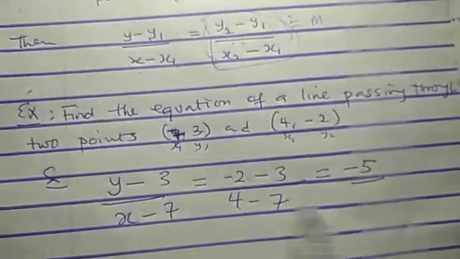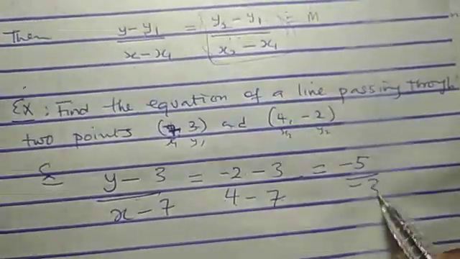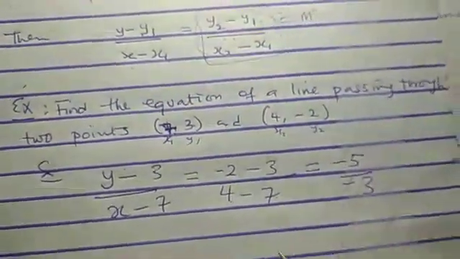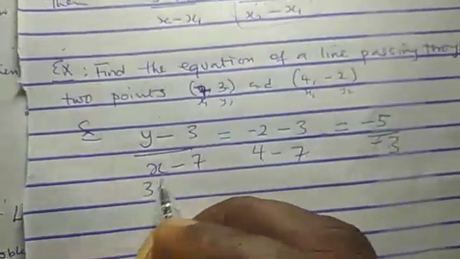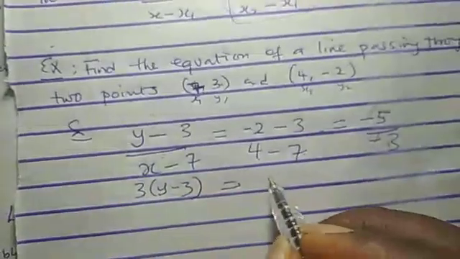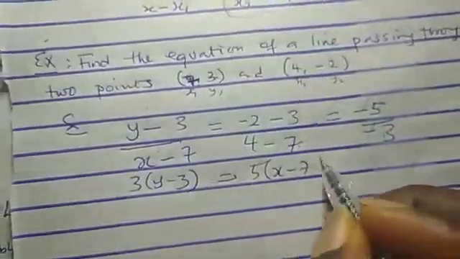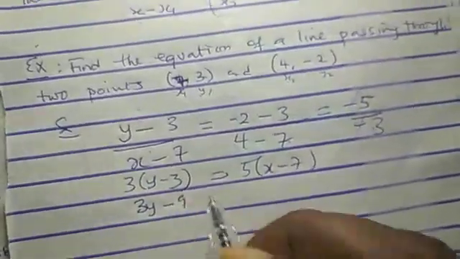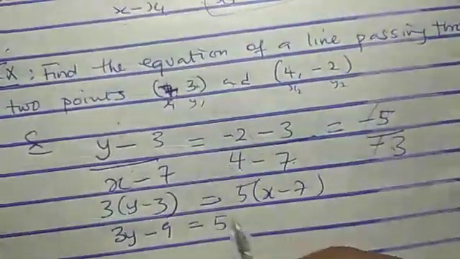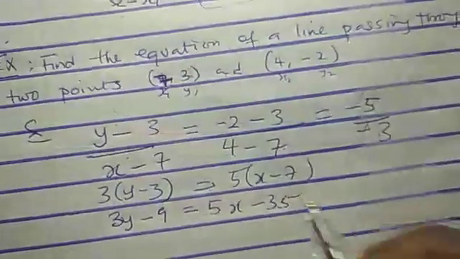Here, if I simplify this one, I will have minus 5 over, simplifying this, minus 3. You observe that minus cancels minus. What we have left is 5 over 3. Let us just cross multiply. I'm going to have 3 into (y minus 3) equal to 5 into (x minus 7). If you expand, we have 3y minus 9 equal to 5x minus 35.